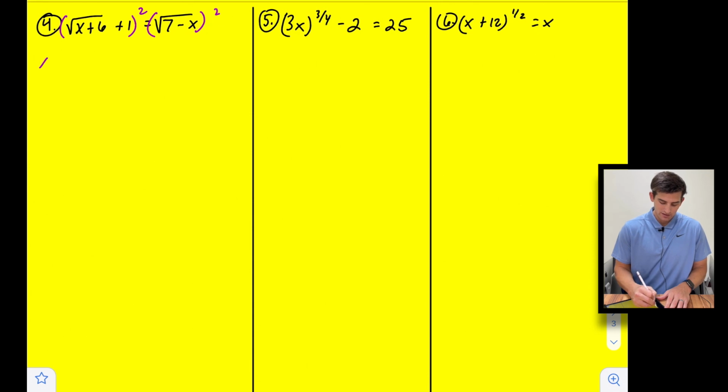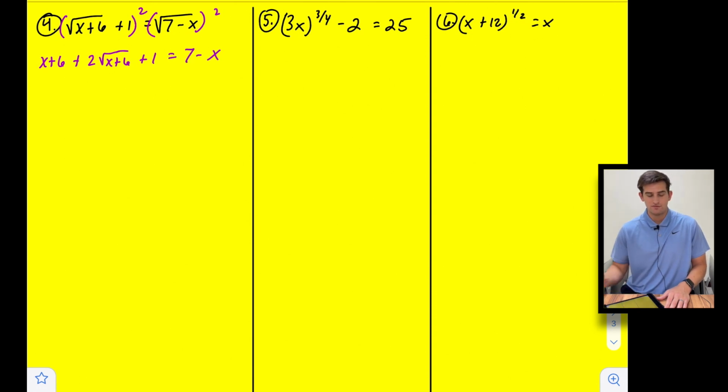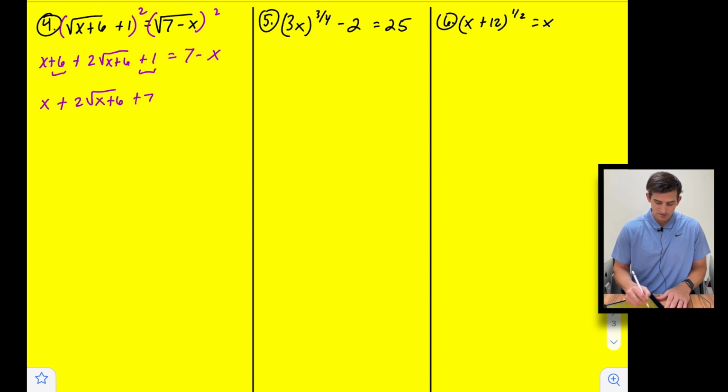We could say a squared, so x plus 6, plus 2ab, so 2 times the square root of x plus 6, and then b squared, so that would just be 1. And then the other side is just 7 minus x. Okay, so now we can combine some like terms. So I notice I have a 6 here and a 1, so this would be x plus 2 root x plus 6 plus 7 equals 7 minus x.